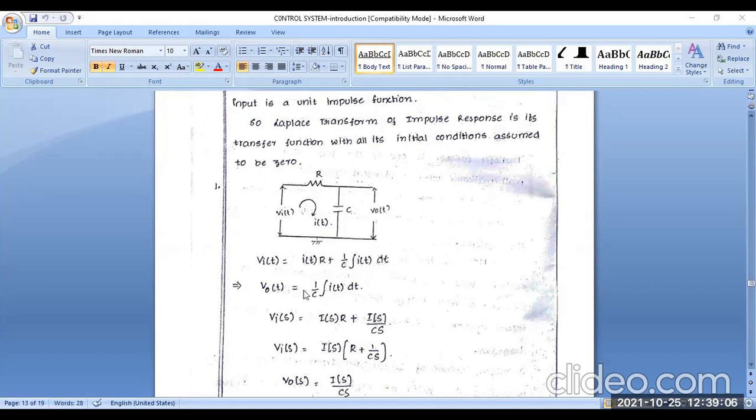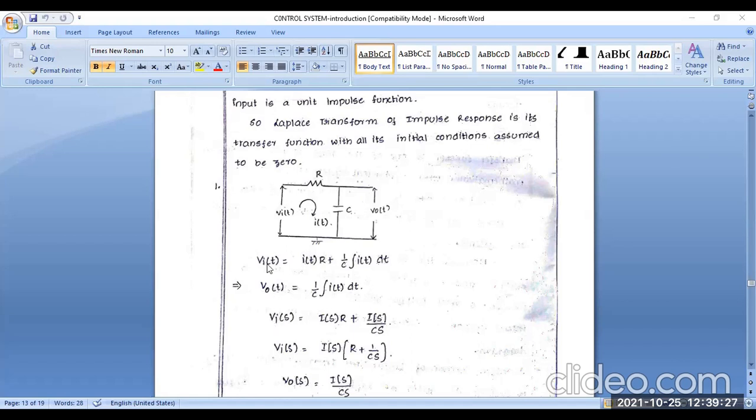And what is the output result from the output section? That corresponds to the capacitor. So VOT, that is the output voltage, is equal to 1 by C integration I(t) dt. Okay, so now we have to apply the Laplace transform in the input section as well as the output response.